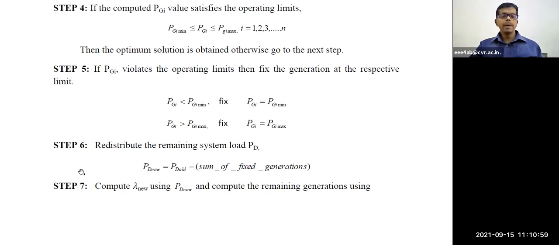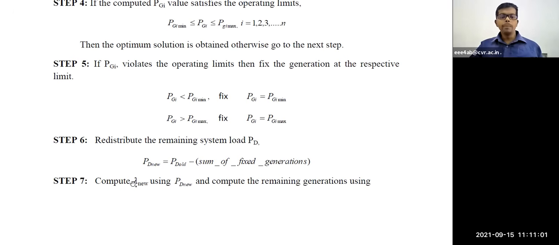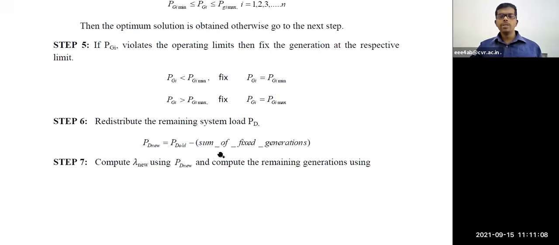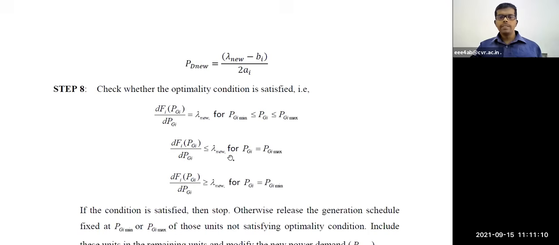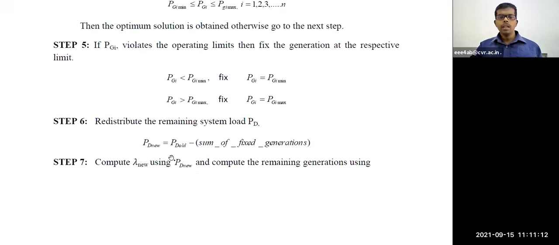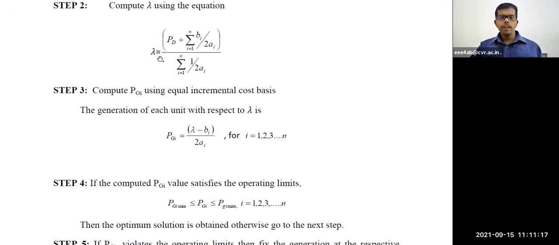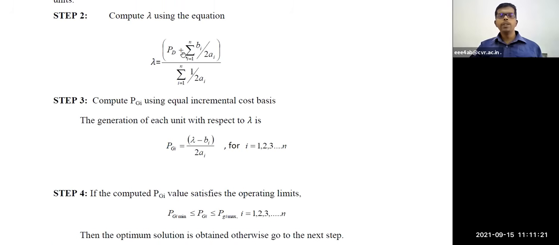Next, step number 7. Compute lambda new for the remaining generation using the following equation. What is the formula for lambda new? It is the same formula. Lambda new is equal to PD new, instead of PD, here PD new, plus summation i equal to 1 to n bi divided by 2ai, the whole divided by summation i equal to 1 to n 1 divided by 2ai.